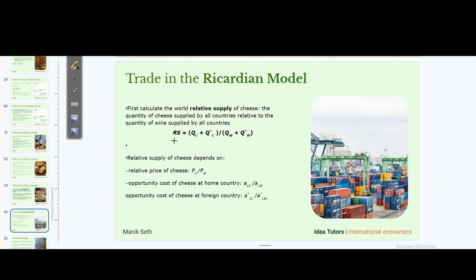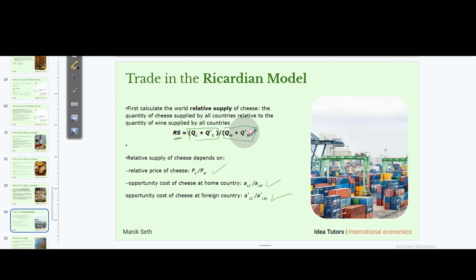It is the global supply, the total of the home country and the foreign country. The quantity of cheese supplied by all countries relative to the quantity of wine supplied by all the countries. So the global quantity of cheese and the global supply of wine, the ratio of that is the relative supply of cheese. Now, the relative supply of cheese depends first on the relative price of cheese, and the opportunity cost of cheese in the home country and the opportunity cost of cheese in the foreign country. This is the global supply.